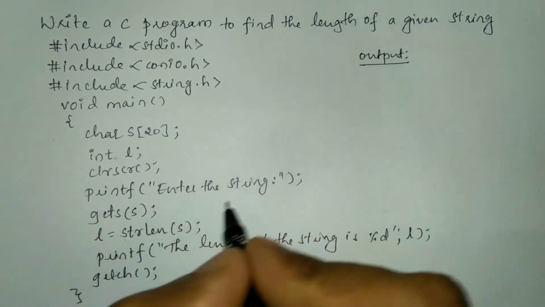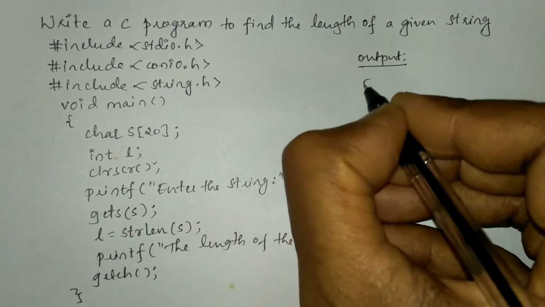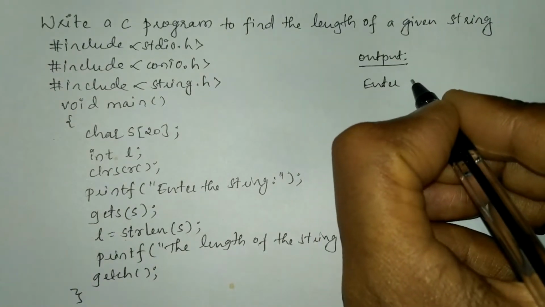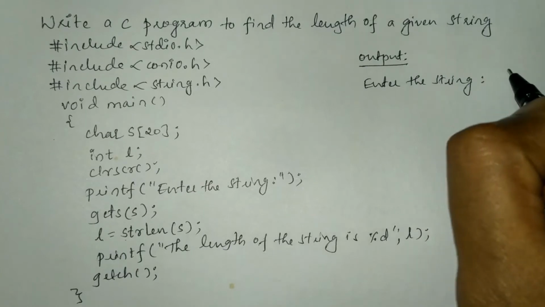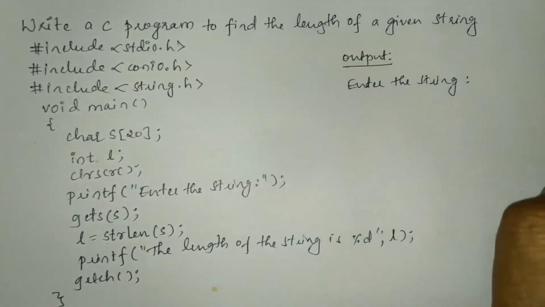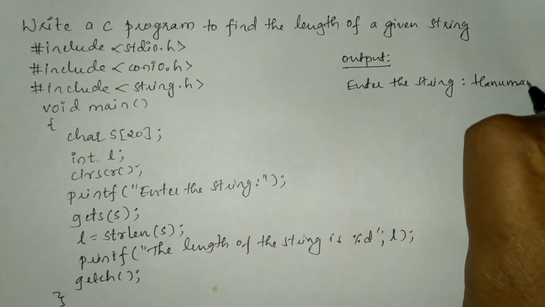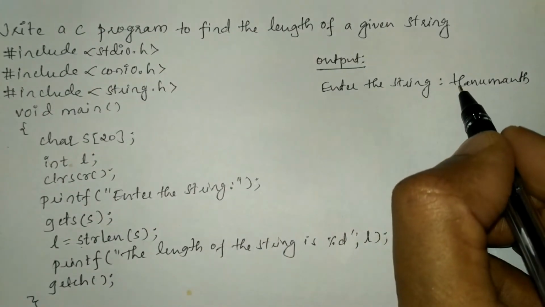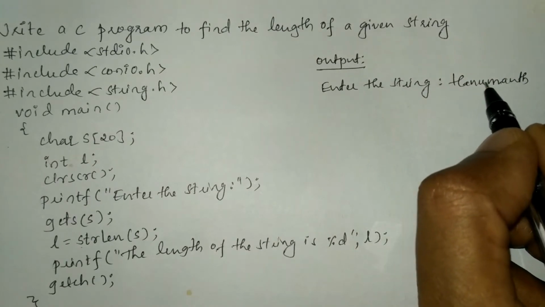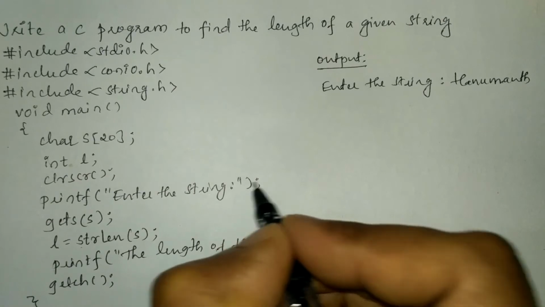Now let us take an example. Here I'll write output. Once we compile and run this program, it will ask the user to enter the string. So here I'm going to write enter the string. For example, I'm going to write my name. Here I'll write Hanumant. So here you can easily count how many letters we have: 1, 2, 3, 4, 5, 6, 7, 8, 9. So it has to return 9.